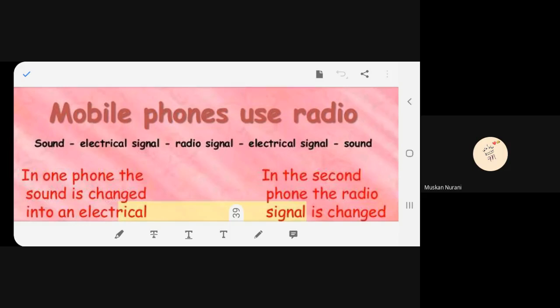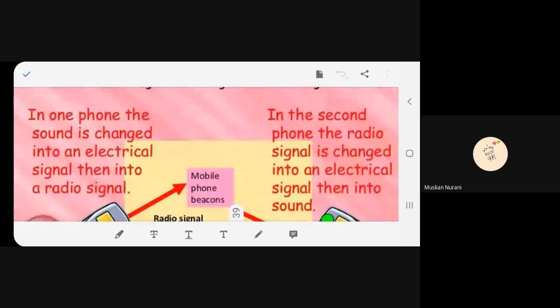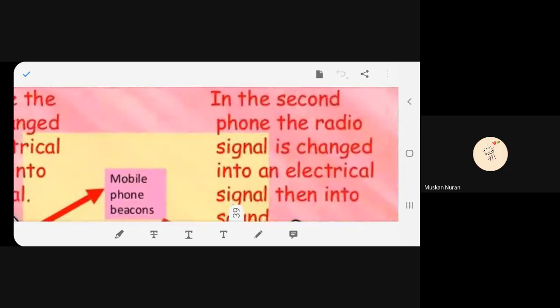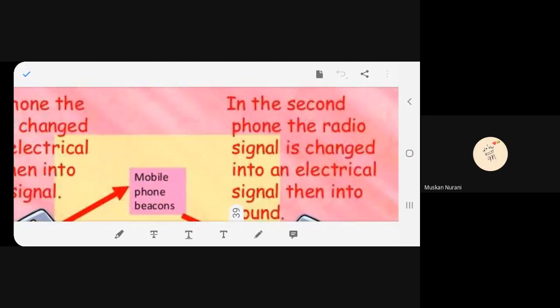Sound converts to electrical signal, converts to radio signal, converts to electrical signal, converts to sound. In one phone, the sound is changed into an electrical signal, then into a radio signal. In the second phone, the radio signal is changed into an electrical signal, then into sound.